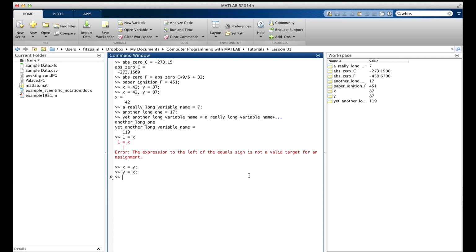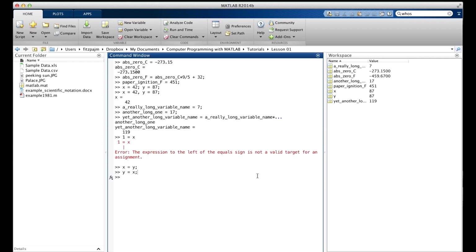So what happened? Well, the first statement, this one here, copied the 87 that was in y into x. And at this point, they both have the value 87. So x's value has just been lost. 42 is gone. Then this next statement just copies whatever's in x, which happens to be 87 now, back into y. So y is 87, it was 87, that really didn't do anything.